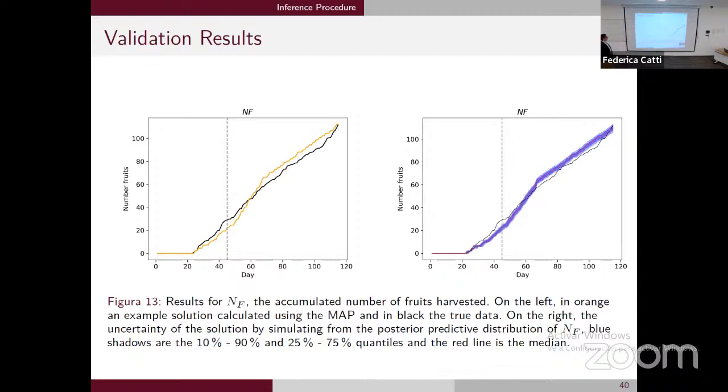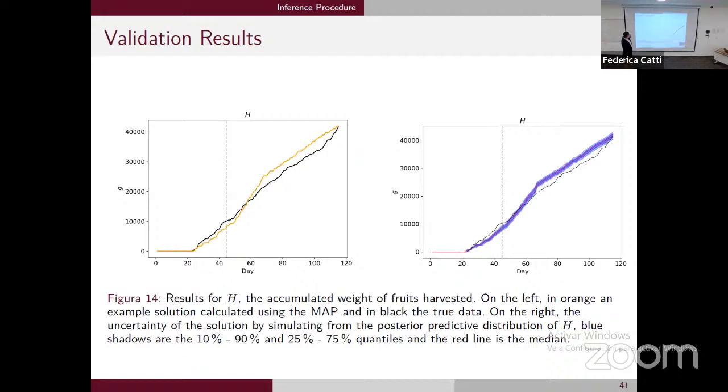These are the validation results for NF. In general, they were okay, but in this graph we can see that there are more intervals where the true data are outside of the credibility region. Here, here, here. But the credibility region is coherent because it's not far from the true data. And these are the validation results for HF. In general, they were okay.